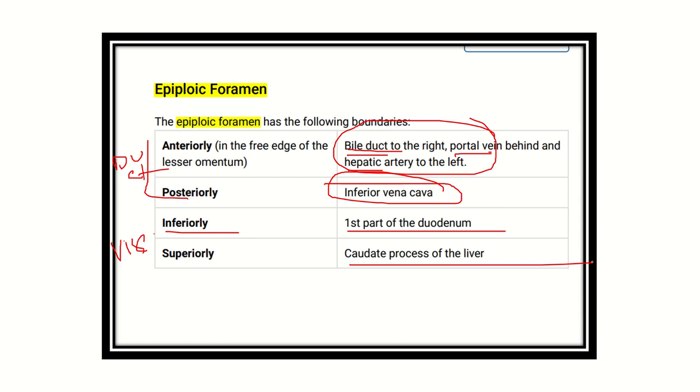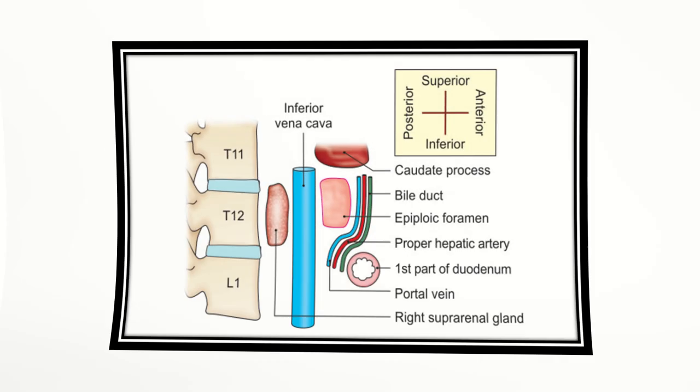Superiorly and inferiorly it is bounded by the viscera, and anteriorly and posteriorly it is bounded by the ducts. Anteriorly three important ducts: hepatic artery, portal vein, and bile duct, and posteriorly it is the inferior vena cava. On the other hand, superiorly the under surface of the liver or quadrate process of the liver, and inferiorly the first part of the duodenum. So this is about the boundary of the epiploic foramen. Anteriorly and posteriorly ducts, and superiorly and inferiorly viscera.